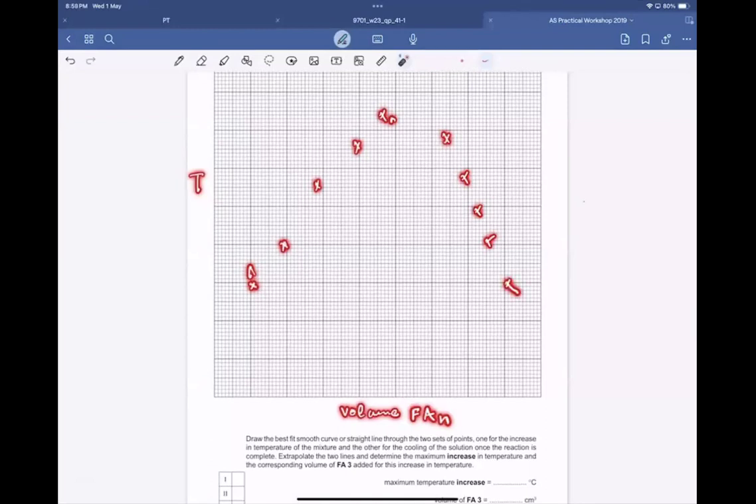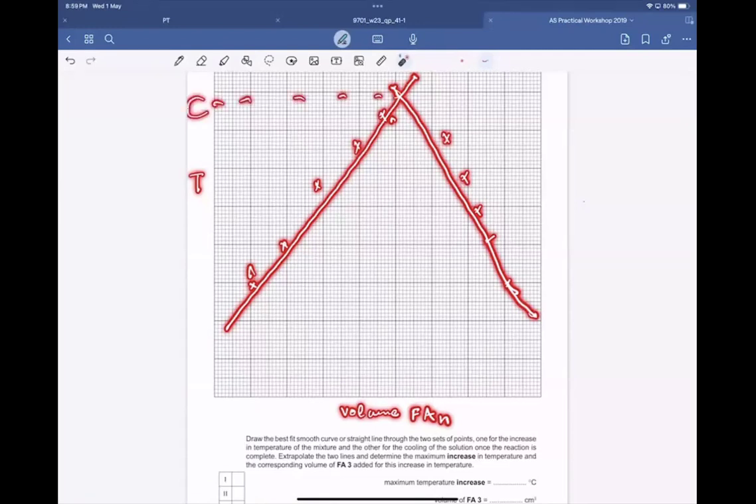Okay. So you will make one best fit line like this and the other best fit line like this. I'm doing it roughly. This is the point which will give you the maximum temperature, and here you have the initial temperature. Let's say this is B and this is A. So B minus A will give you the temperature change. Here they are asking you for the maximum, highest temperature, so whatever value you get over here is B, the highest temperature. Is this clear?